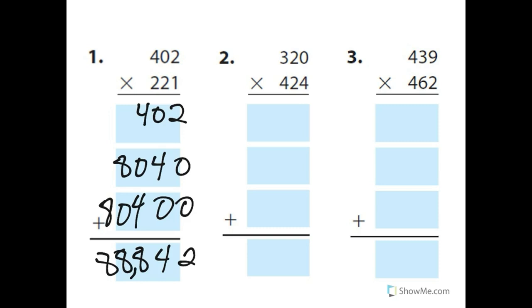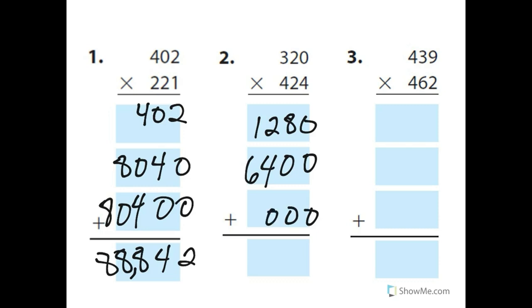Alright, you solve number 2 and then we'll go over it. Alright, so 4 times 0 is 0, 4 times 2 is 8, 4 times 3 is 12. Drop our 0 because we're in the tens place. 2 times 0 is 0, 2 times 2 is 4, 2 times 3 is 6. Drop 2 zeros because now we're in the hundreds place. 4 times 0 is 0, 4 times 2 is 8, 4 times 3 is 12. So we get 0, 8, 6, 15, 3, and 1. 135,680. Alright, go ahead and solve number 3 and we'll go over it.